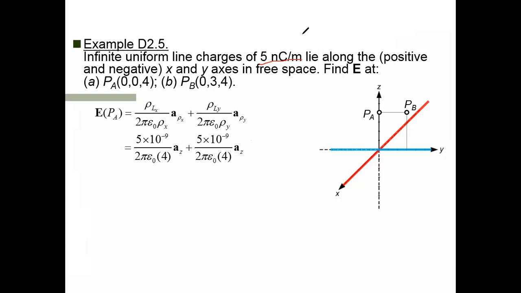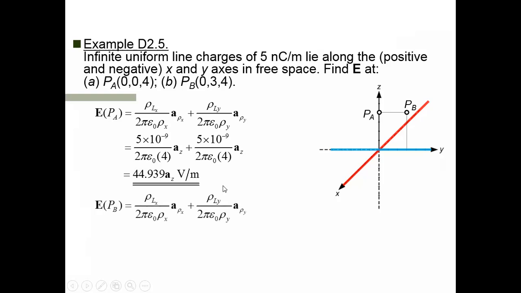So now we will add this very clearly, and then we can find. It is very simple. Once we remember the formula, this is 44.939 a z volt per meter. So the electric field has been calculated at point A. Similarly, at point B, see what changes will be there. Again, it will have two components. The change you should know.